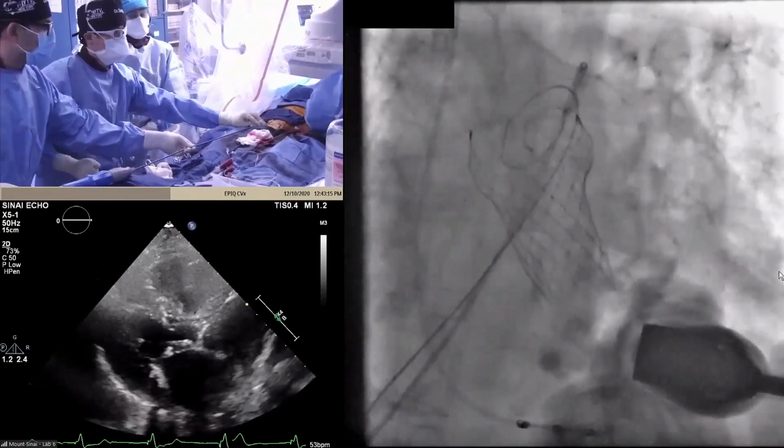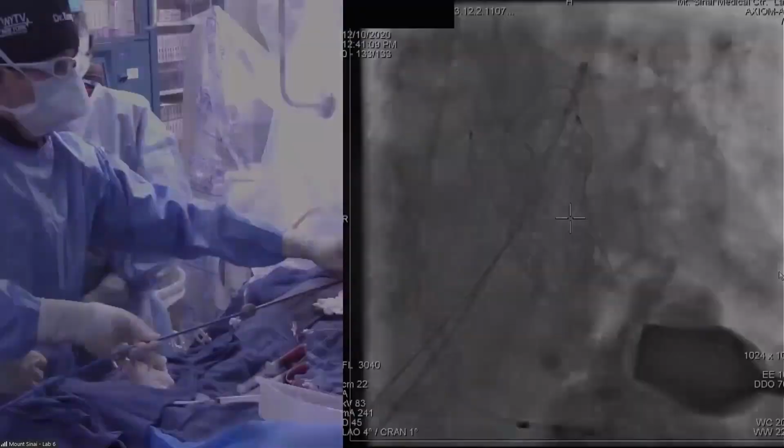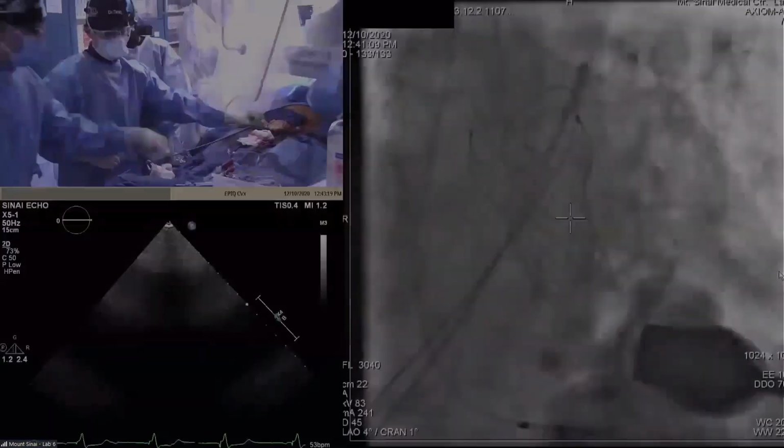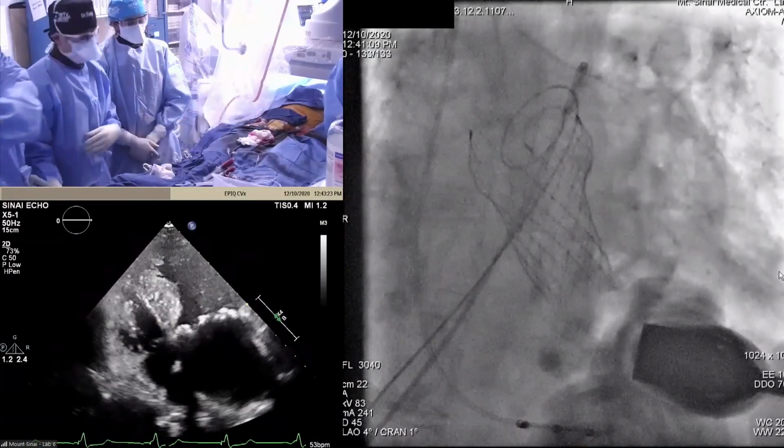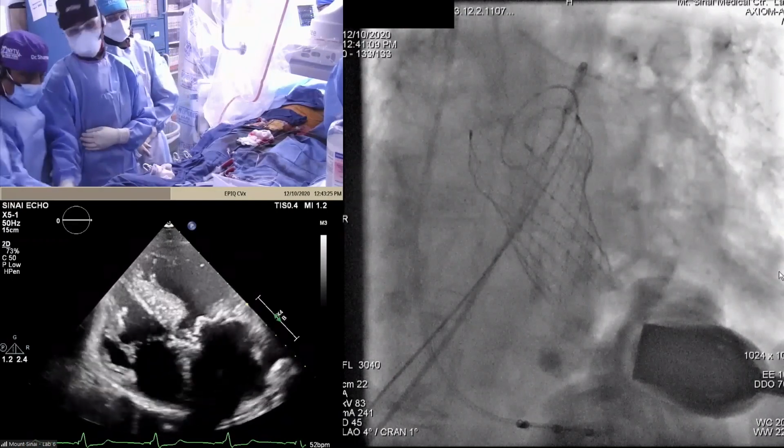Let's see apical. We have the apical views. You want the wire out? Okay, this is the apical views. Can you bring the aorta? Yeah, I think beautiful.